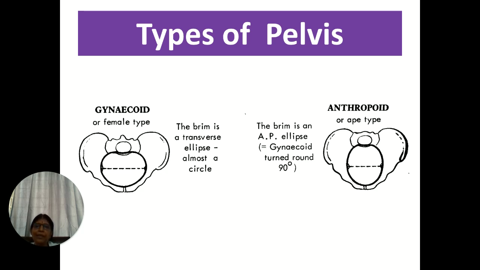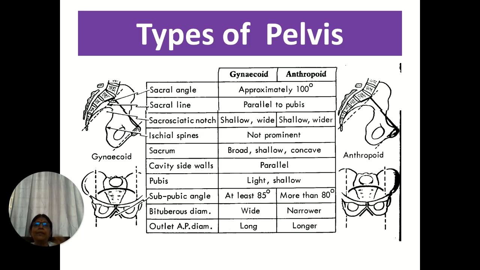Now coming to the gynecoid or the female type of pelvis, this is typically seen in the typical female. The brim is a transverse ellipse, almost like a circle, whereas an anthropoid also is an ellipse, but it is elongated antero-posteriorly. Now coming to the gynecoid and the anthropoid, the sacral angle, or the angle formed by the brim of the pelvis with the first sacral vertebra, is approximately 100 degrees. The sacral line or the side walls are parallel. The sacrosciatic notch is shallow and wide in a gynecoid pelvis, whereas in an anthropoid pelvis also it is shallow.